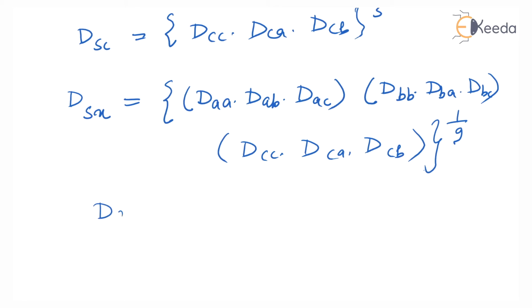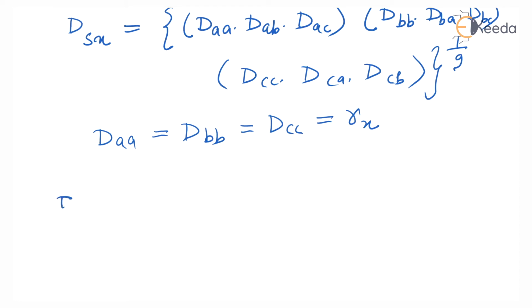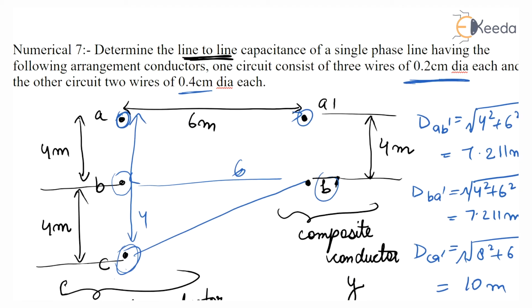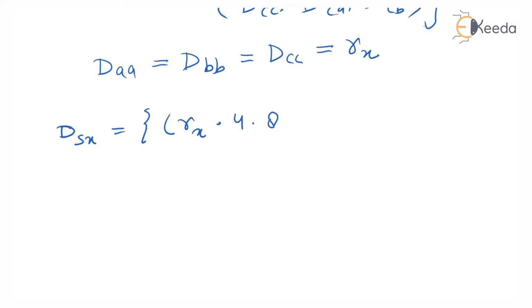Now we know that DAA is equal to DBB, which is equal to DCC, which is equal to Rx. This we know. So put the value: DSA is equal to Rx into the distance from A to B and the distance from A to C. Distance from A to B is 4 and A to C is 8. So 4 into 8.